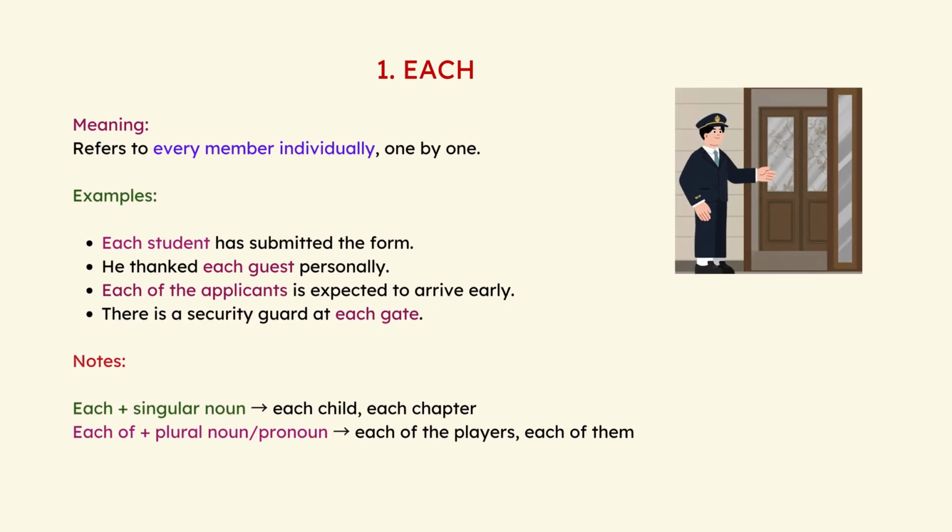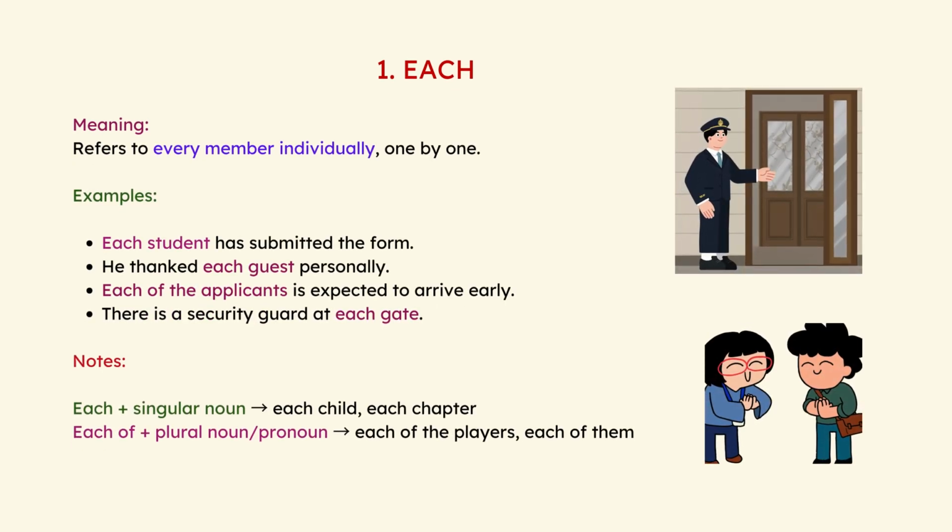Now, let's understand each. Each refers to every member of a group individually, one by one. It focuses on people or things separately. Let's look at some examples. Each student has submitted the form. He thanked each guest personally. Each of the applicants is expected to arrive early. There is a security guard at each gate.